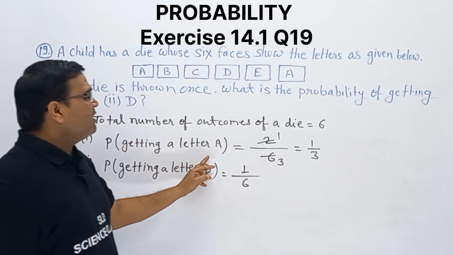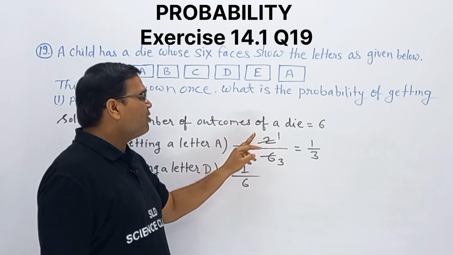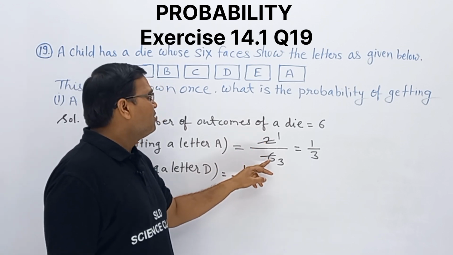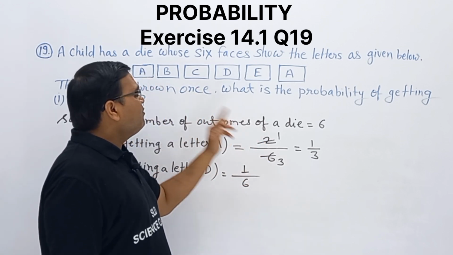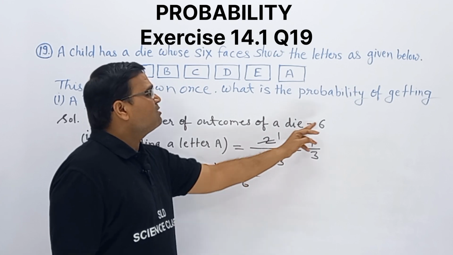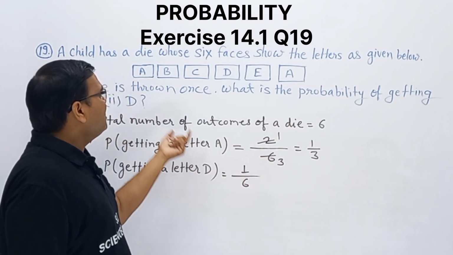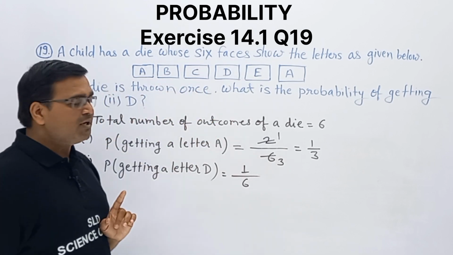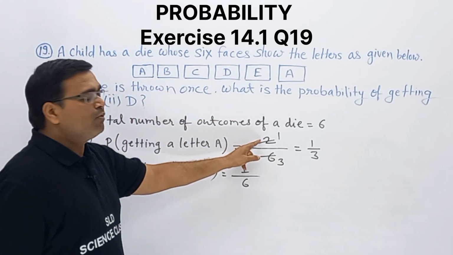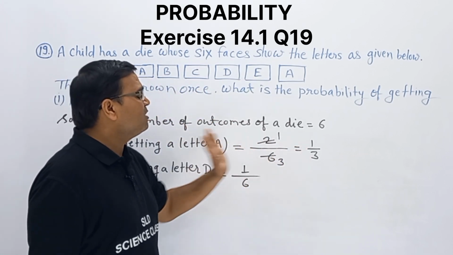The formula for the probability of getting a capital A is the number of favorable outcomes divided by total possible outcomes. Once we throw a die, total possible outcomes are 6, and the number of favorable outcomes for getting a letter capital A is 2, because two faces have capital A. Once we solve, we get 1/3.